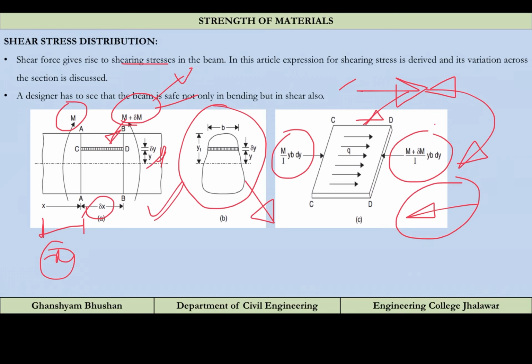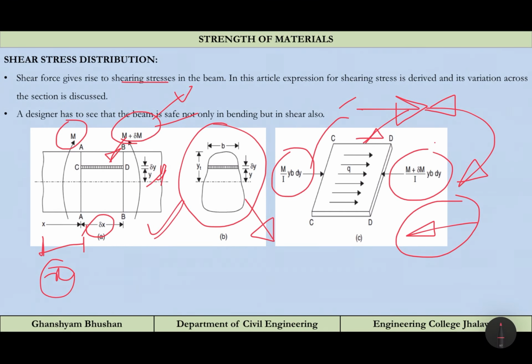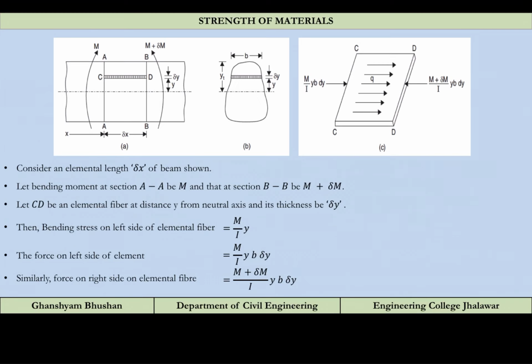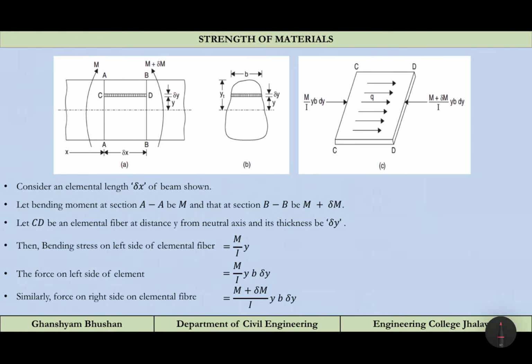Okay, so this diagram, I hope this is clear to you. This strip is what we are taking; throughout the width we are taking this strip. Now consider an elemental length which is del x, as shown in the beam. So this is the elemental distance. The bending moment is M and M plus del M, this I have already told you. The thickness is del y.